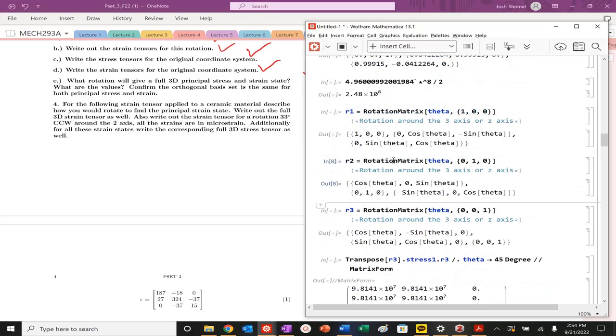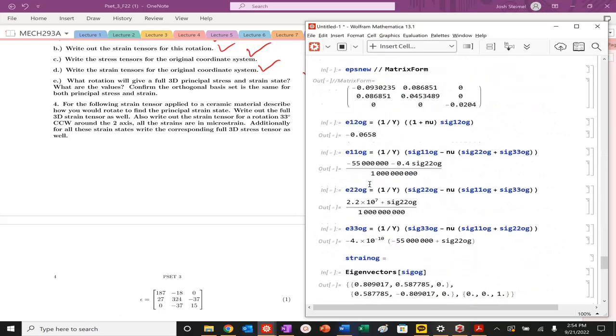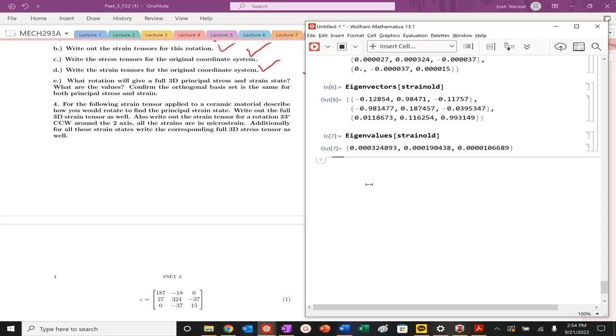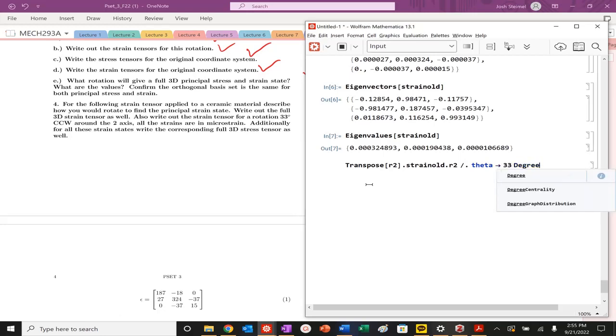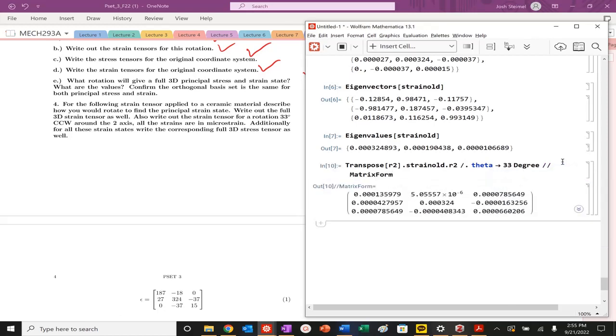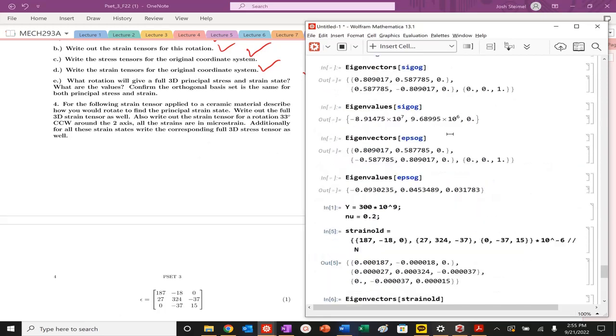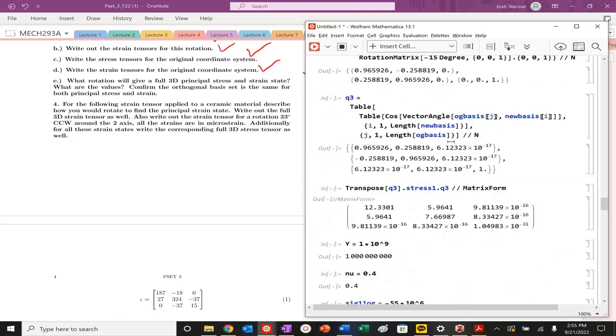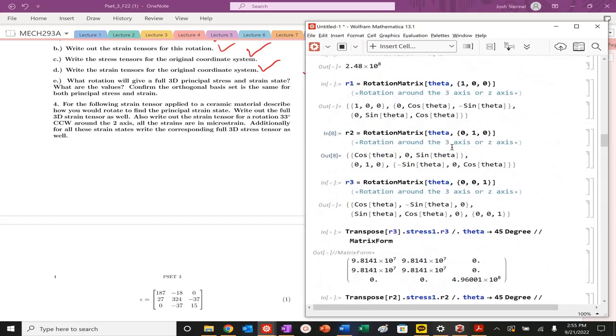Now we need to write the tensor, got that. Now rotation 33 degrees counterclockwise around the 2-axis. So we could pull out our old R2, or we can start to kind of memorize that rotation matrix notation. Could be very helpful. So I'm going to do transpose of R2 dot strain old dot R2 slash dot theta is going to go to 33 degrees positive because it's counterclockwise. Excellent. And we got it. Fantastic. So those are those values.